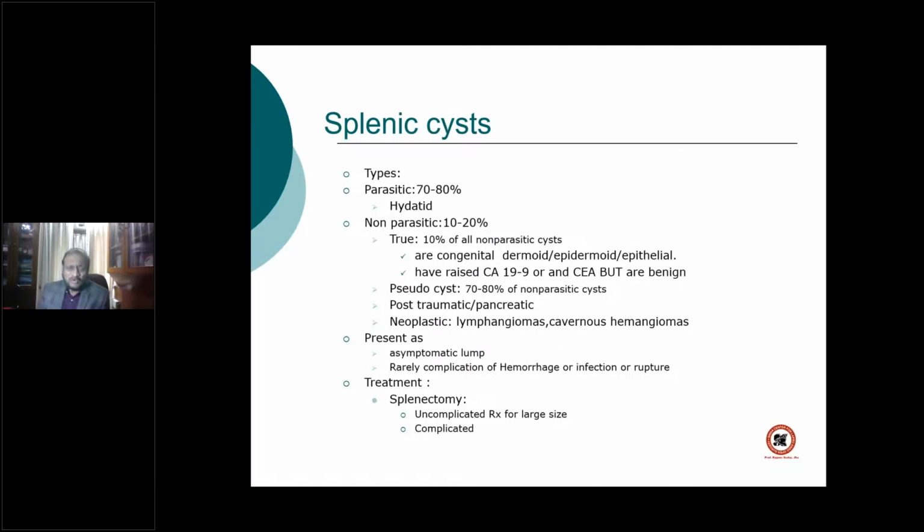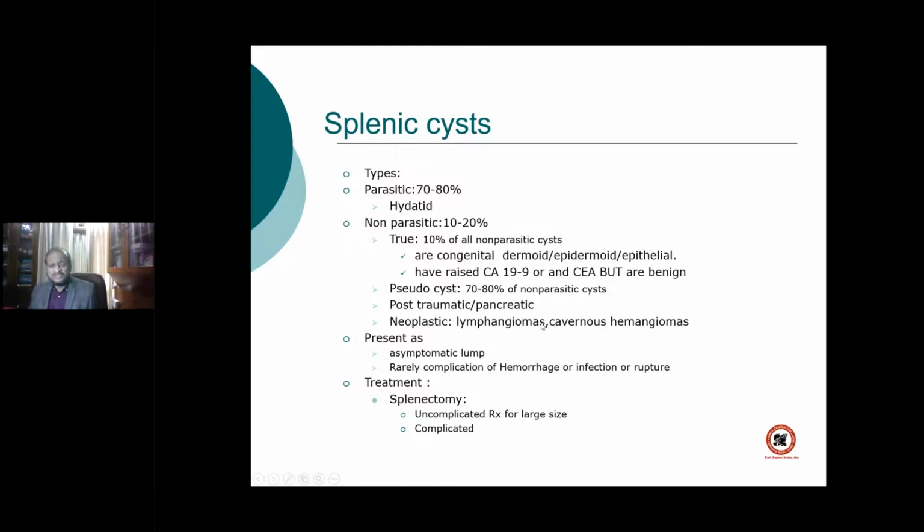Splenic cysts are most commonly parasitic, 80%, and non-parasitic, 20%. Among the parasitic, the most common is hydatid. When you talk about the non-parasitic 20%, out of these, 10% are true cysts. Pseudocysts, which are pancreatic pseudocysts, are 80%, and the rest are post-traumatic or neoplastic. So this is the group for the 10-20% non-parasitic. They are subdivided in such a way.